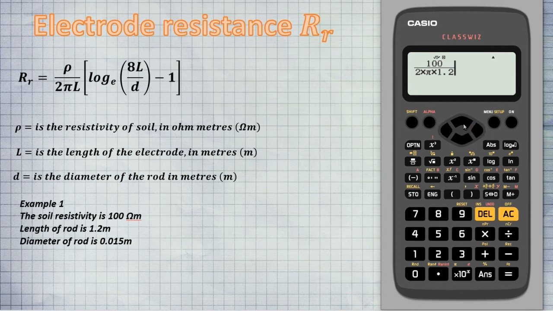We use the cursor button to move on to the next part, and we can see that we have this part of the equation, which includes brackets within brackets. So we need to open up the brackets by doing that. Now log E, we click ln, which automatically opens up the next set of brackets, in which we've got another fraction.